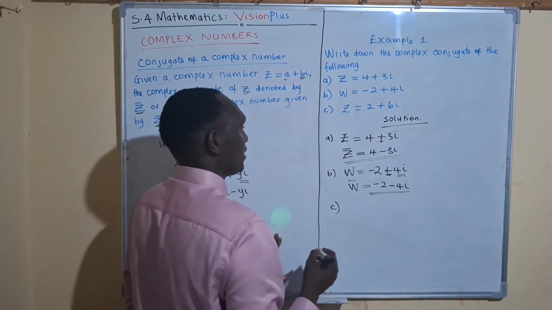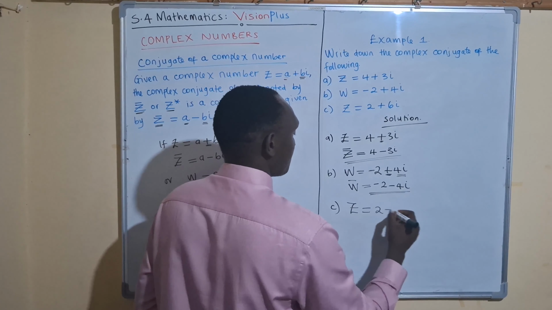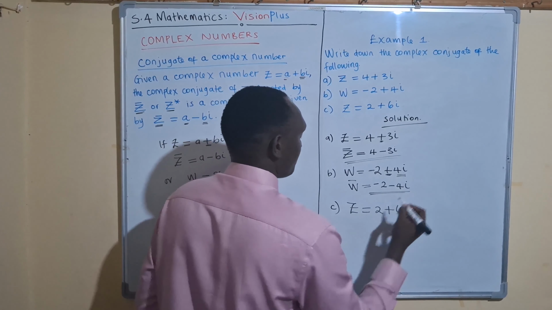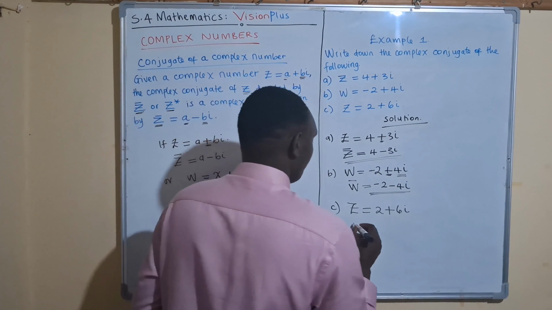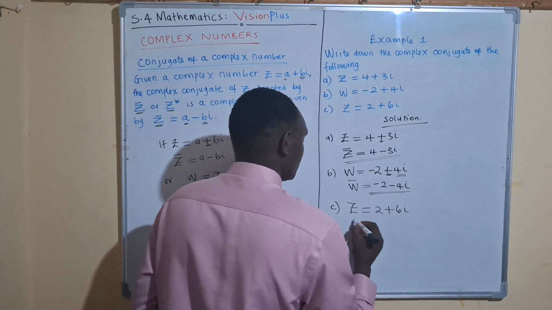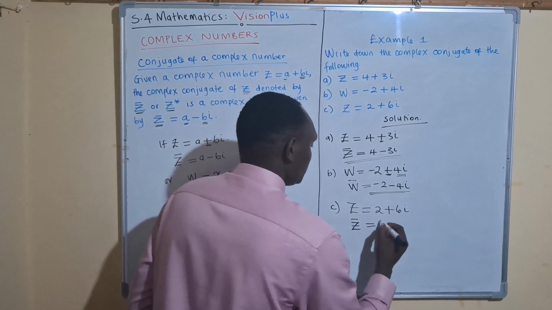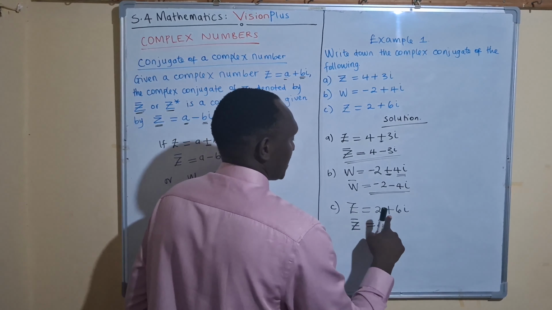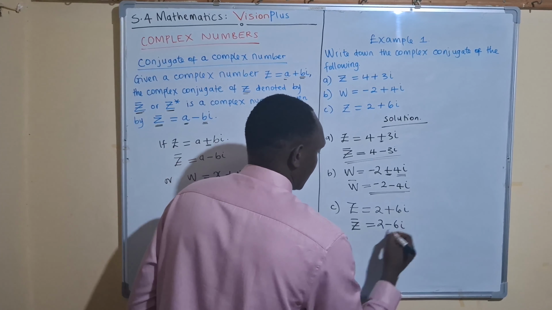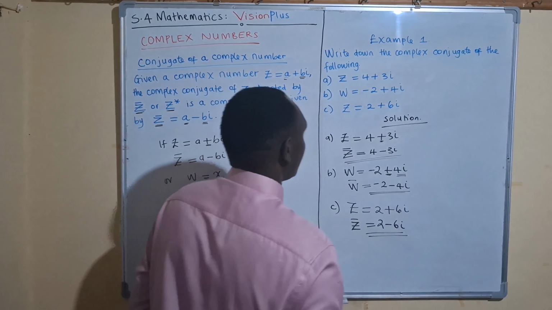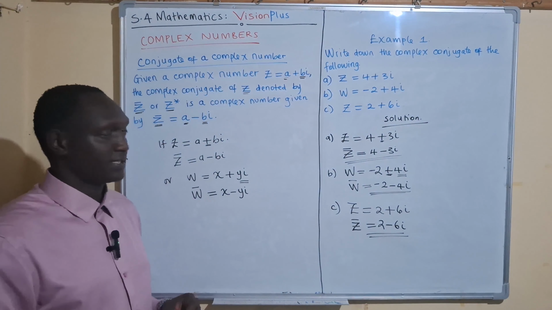And even the same for part C. Part C is given that z equals 2 plus 6i. What can we do here to get the complex conjugate? Well, let's say that the conjugate of z, which is z bar, gives us 2. Then we change the sign. It is plus, so we change it to minus. So minus 6i. That is how we get the conjugate of the complex numbers.